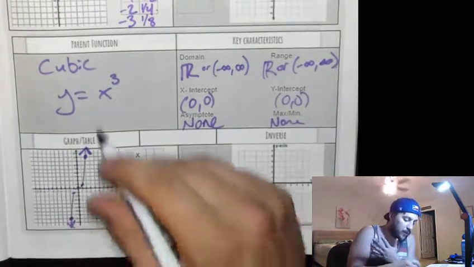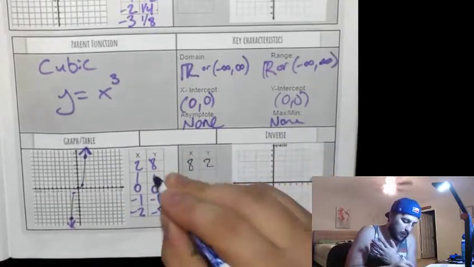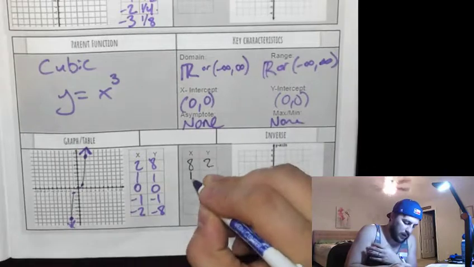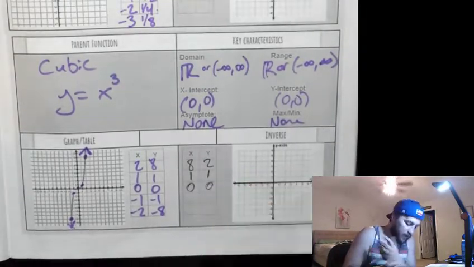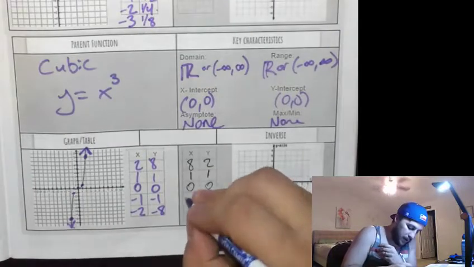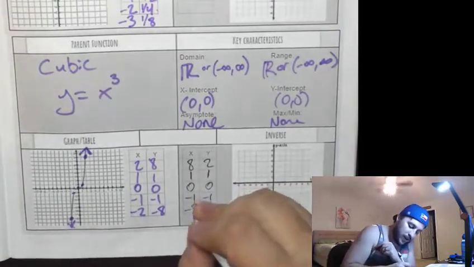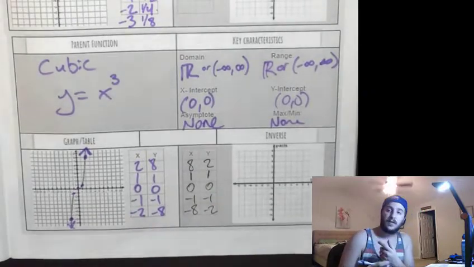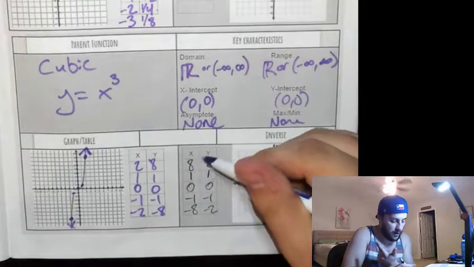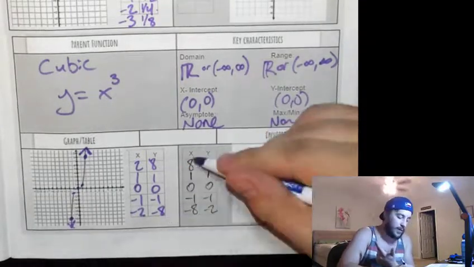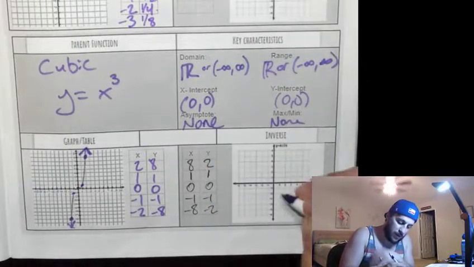If we wanted the inverse of my cubic, we can switch x and y. So this point becomes (8, 2). (1, 1) switches to (1, 1). (0, 0) stays (0, 0). (-1, -1) is the same thing, that's not going to change. And then (-8, -2). So that's how all of my points would flip. My x's become my y's, and my y's become my x's. So let's plot the inverse and see what we get.